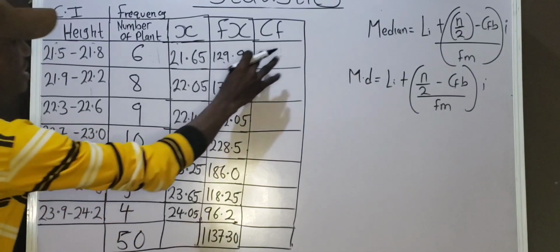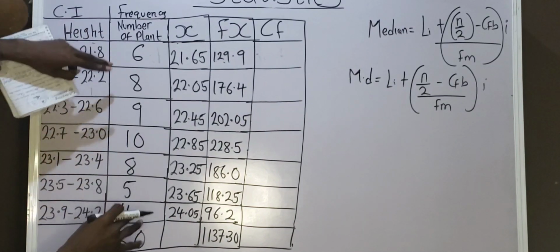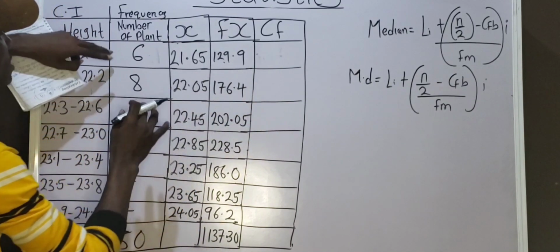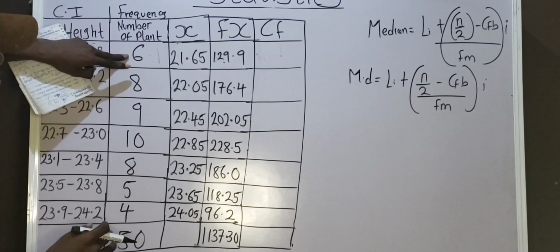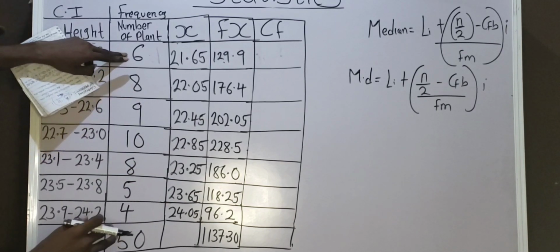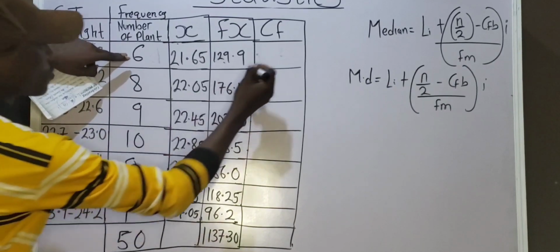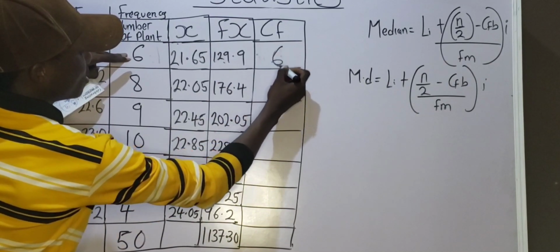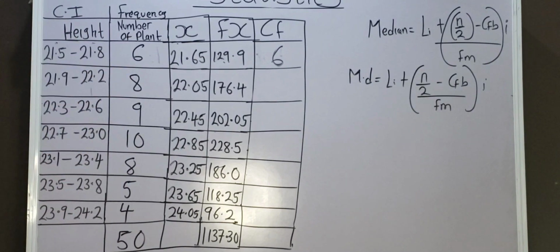For example, to get the cumulative frequency of this cell, I'm going to sum all the frequency before the frequency of this cell. Are you getting what I'm saying? For example, look at this. Is there any frequency before 6? There is no frequency. That will be 0 plus 6. So I'm going to have 6. Please, are you paying attention? Just pay attention, you're going to understand.